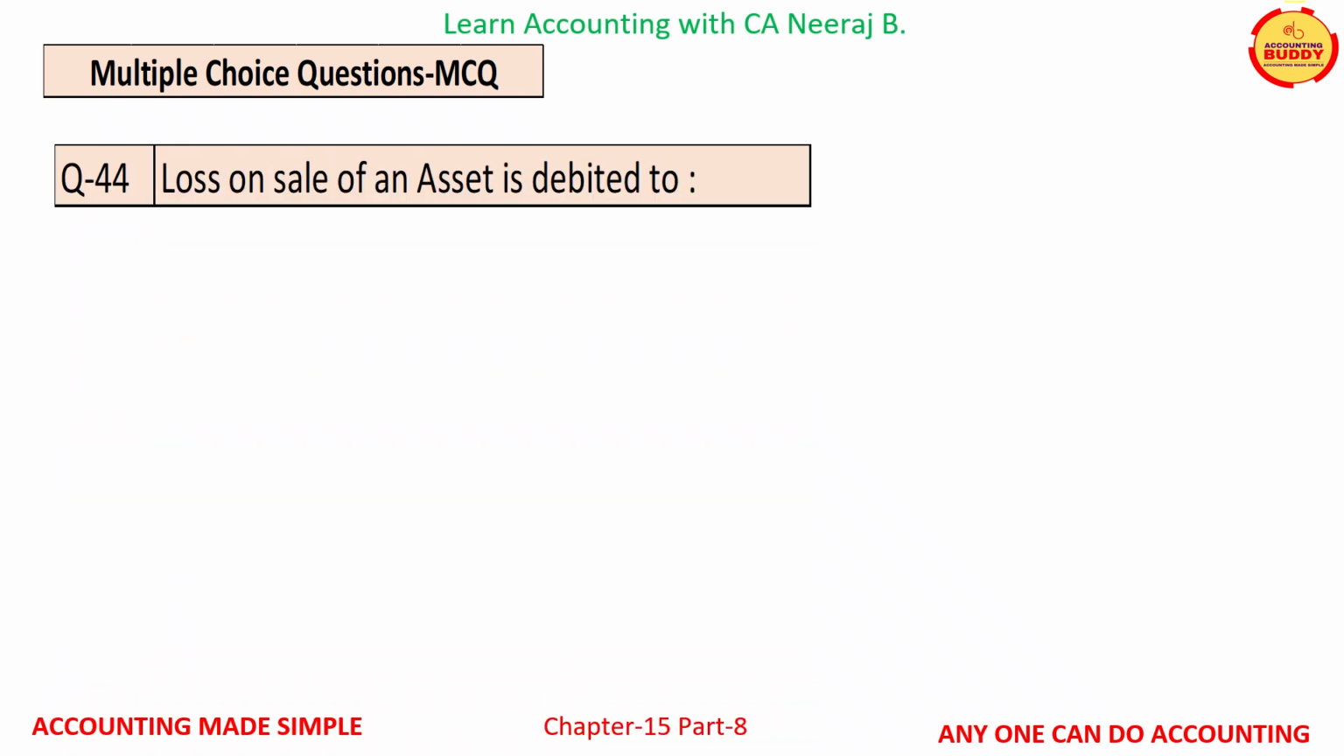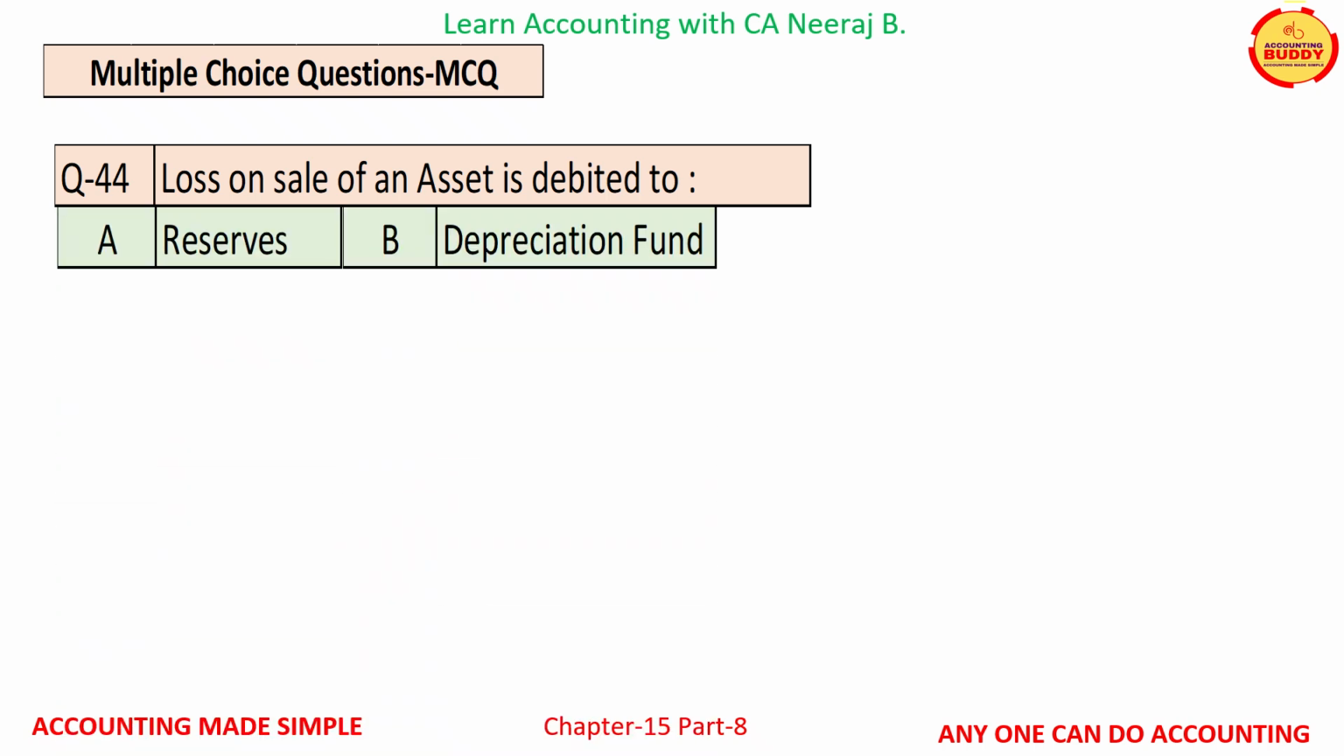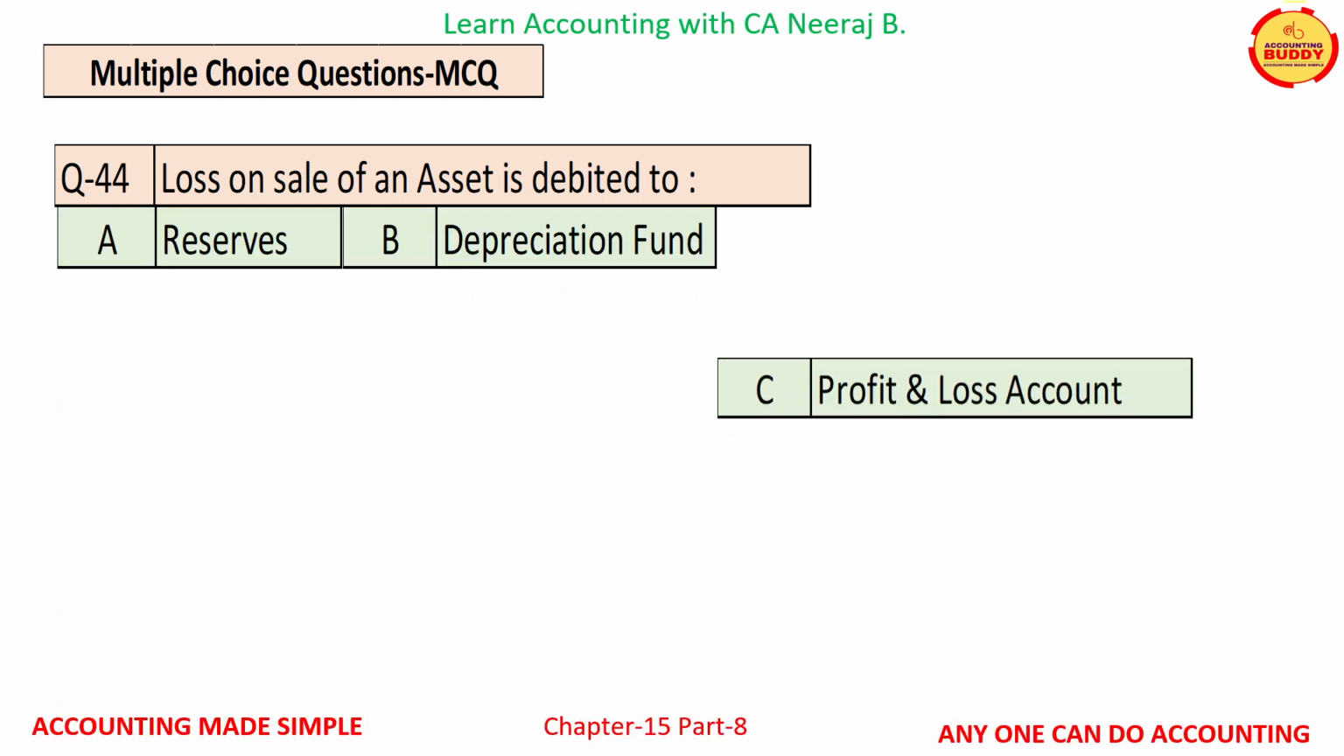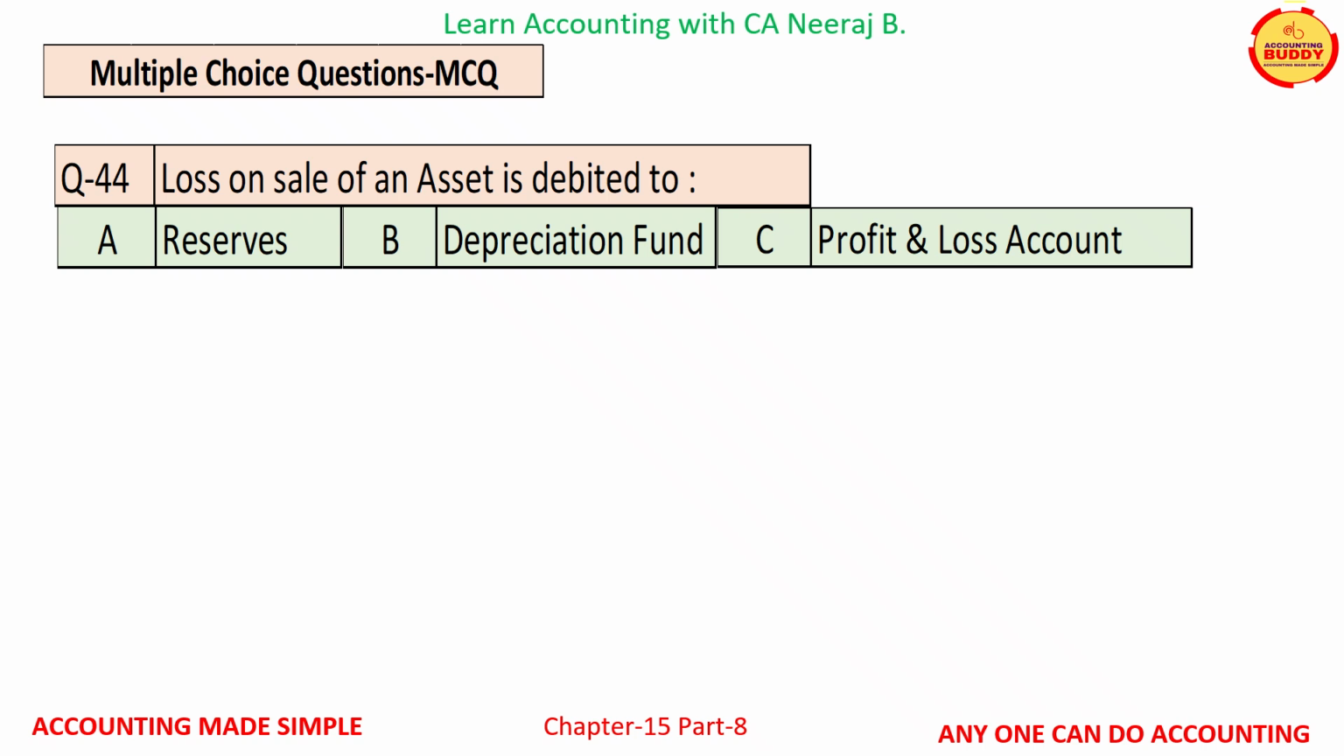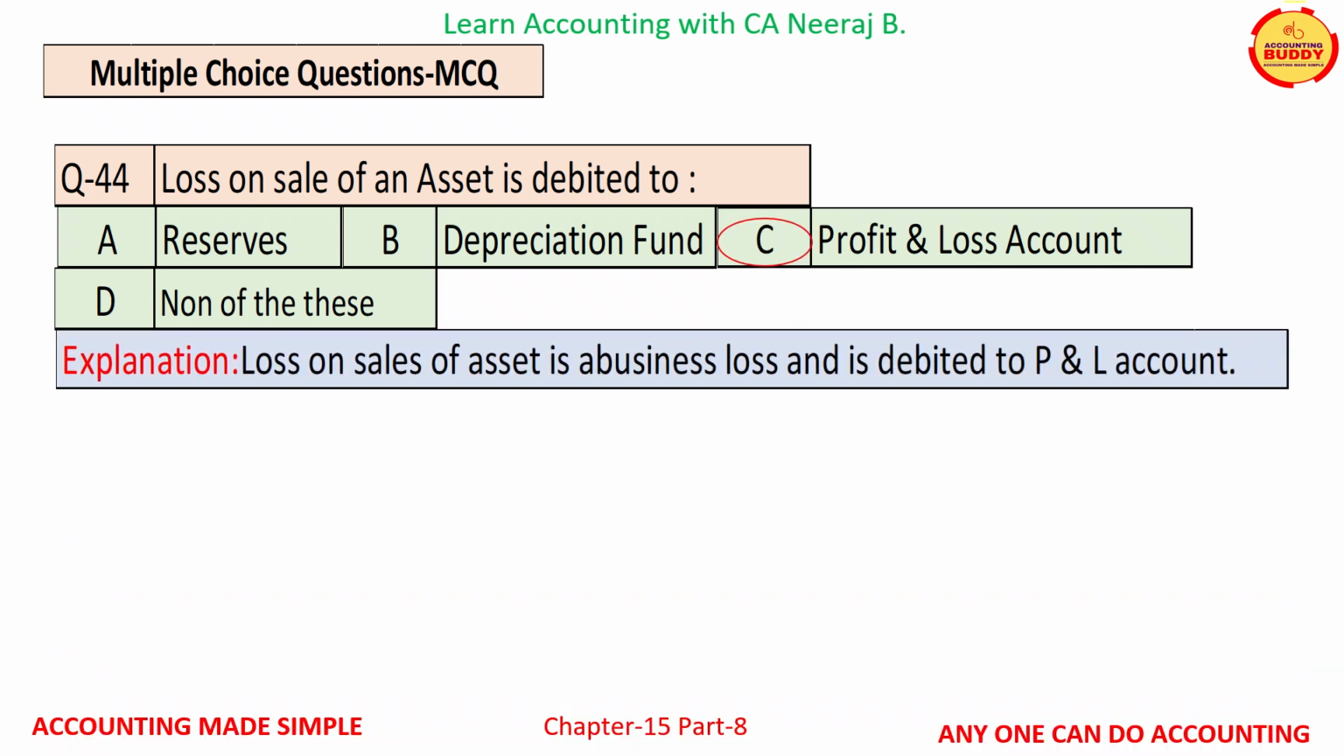Question number 44 is, loss on sale of asset is debited to, and the available options are option A reserves, option B depreciation fund, option C profit and loss account and option D none of these. And the correct answer is option C profit and loss account. Loss on sale of asset is business loss and therefore it is debited to the profit and loss account.